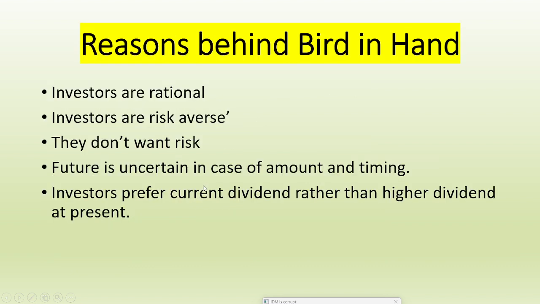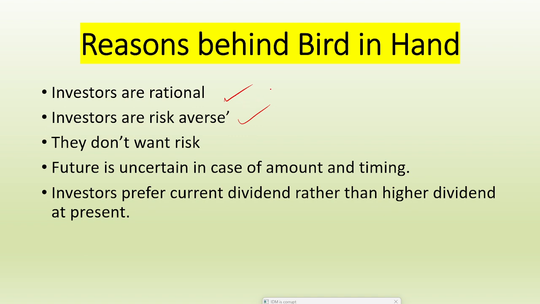Now, why is this theory said to be the bird in hand approach? Because the investors are rational. They don't want to lose their money. So even though they are getting the share at a premium, they will buy it. Why? Because they know that the company is ensuring them to pay the dividend. The investors use logic. They don't want to take any risk. So they are risk averse in nature.